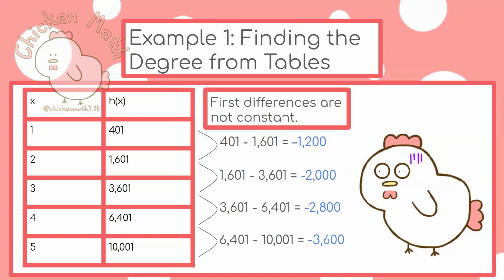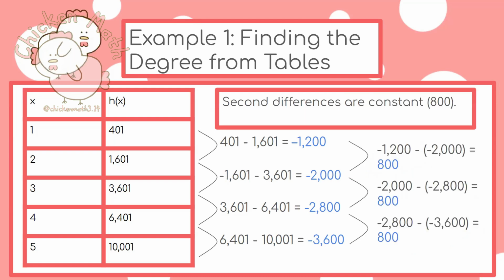All right, so first we're going to be taking a look at those first differences. So we're just going to directly take these output values and subtract them from one another. So 401 minus 1,601, 1,601 minus 3,601, 3,601 minus 6,401, and 6,401 minus 10,001. So these outcomes are going to be our first differences. Now you can see that we're getting different numbers, which means that first differences are not constant. Therefore, the degree is not going to be 1. So we're going to keep going and see if other differences will be constant.